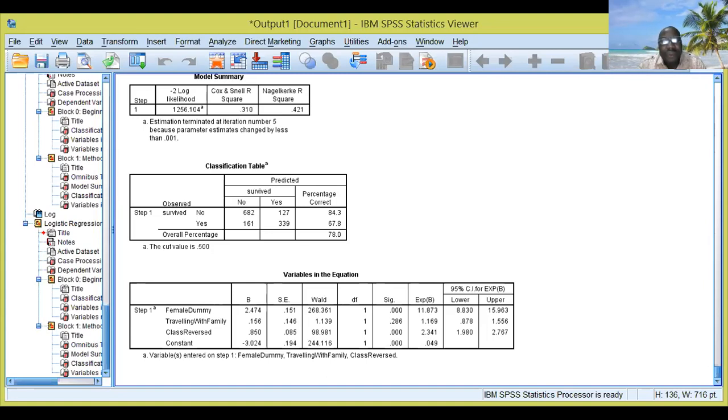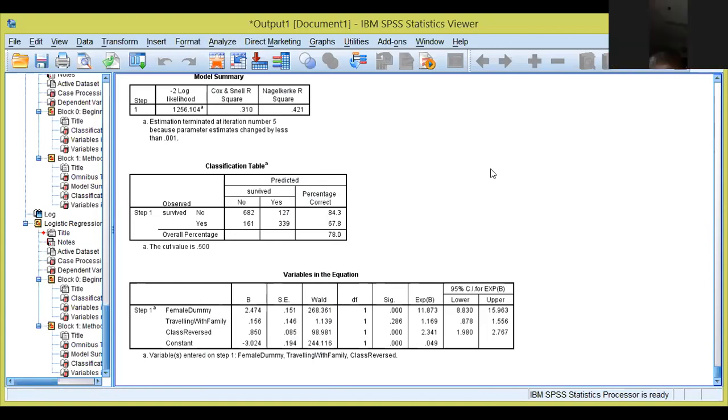people. So now this is first entry, right? If you want to do stepwise now, like what we did, you can see from what we did that, to me, the most important thing is sex, female sex, followed by class, then traveling with family.